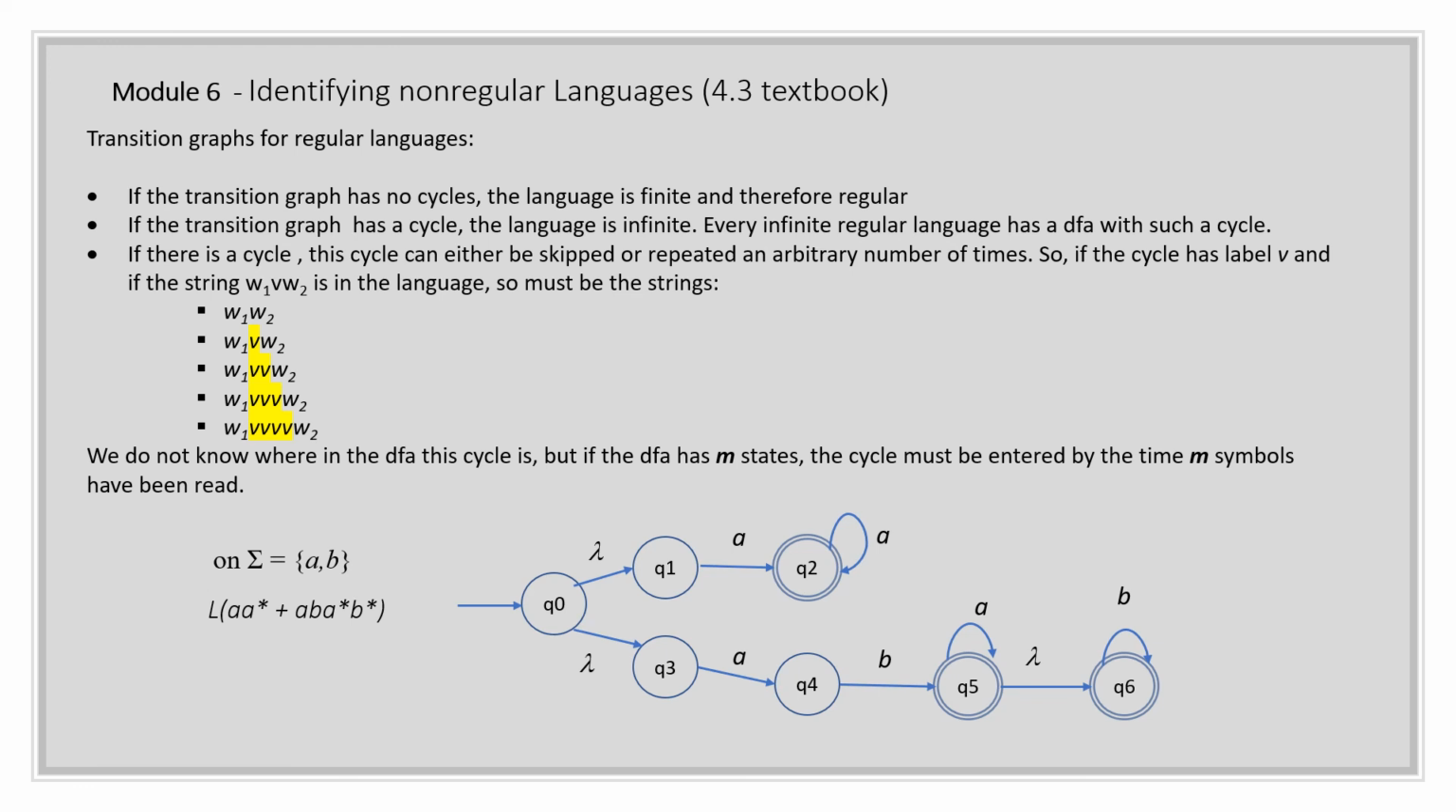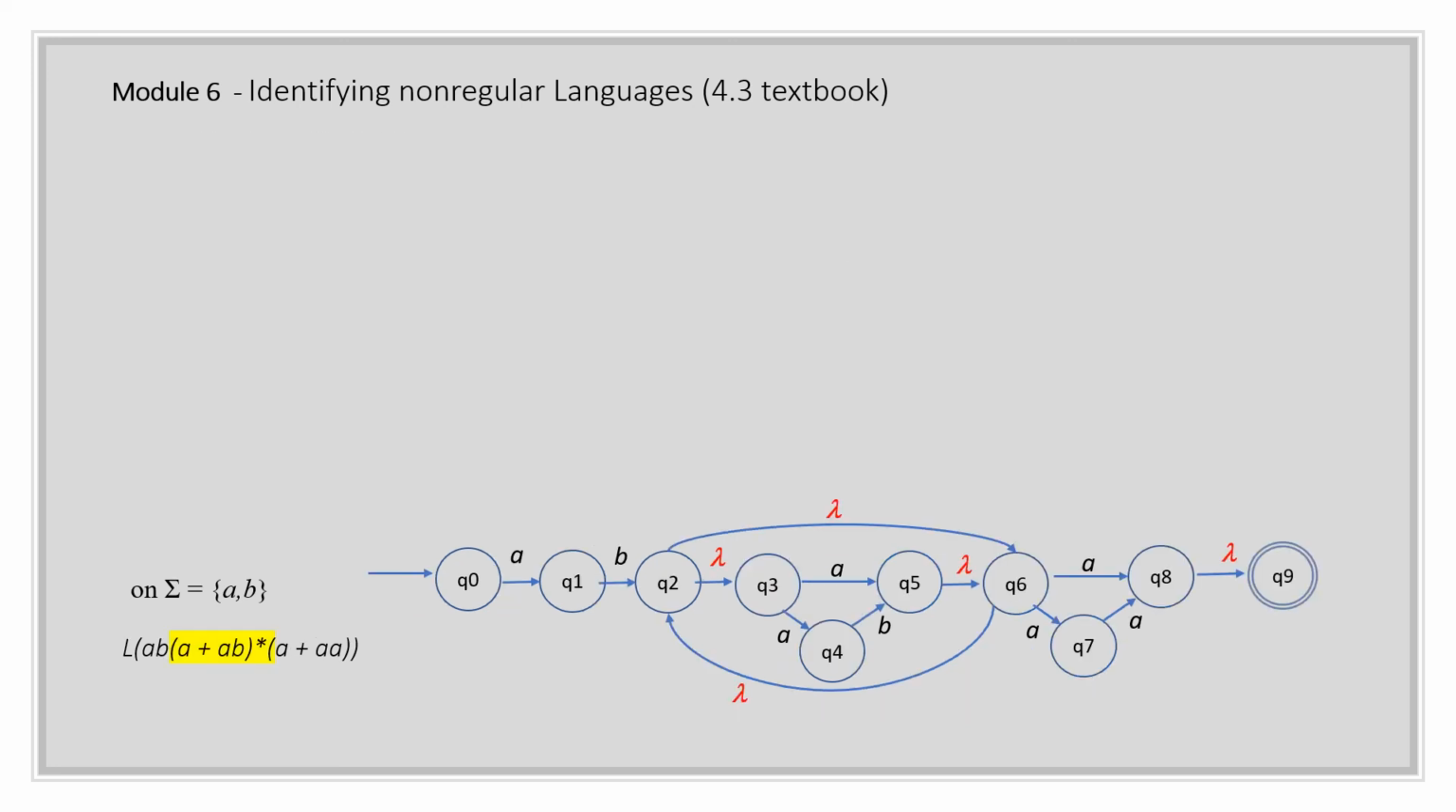The only thing also, if your DFA has M number of states, obviously the cycle must be entered by the time you have read M symbols. That's why the size of XY has to be less than or equal to M. You can't hit the cycle outside of your states. If you have a certain number of states, you're going to have to hit the cycle before you complete those states.